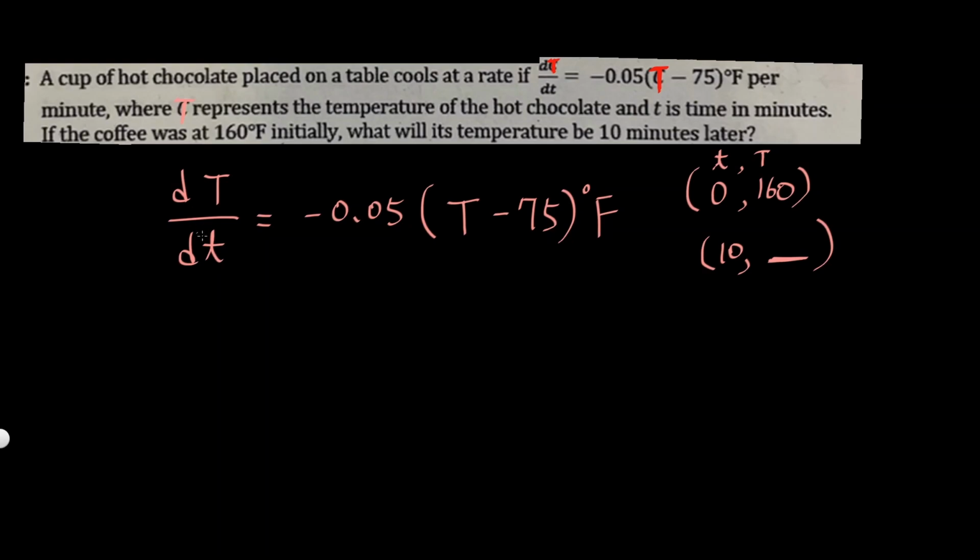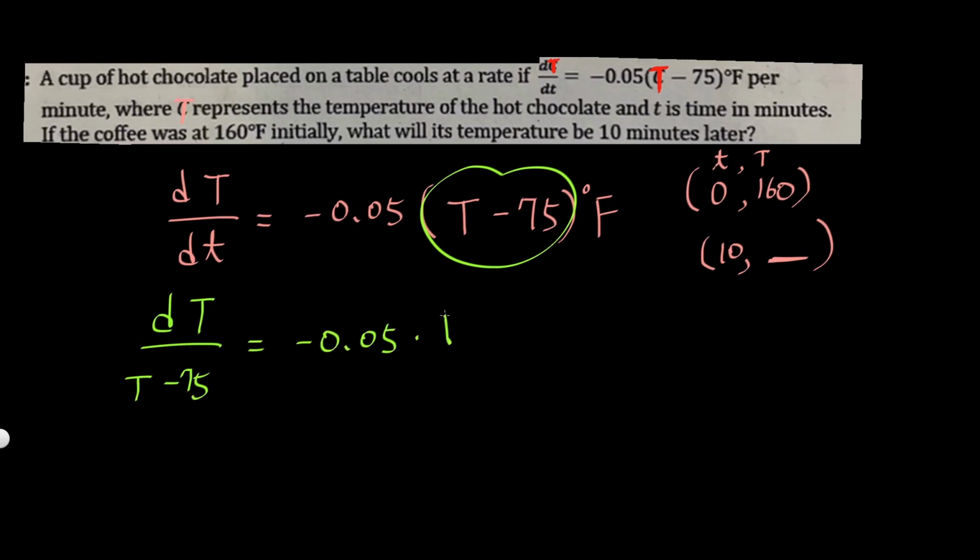Now we have capital T on the right side, so I'm going to divide this term over here. We're going to separate dT with dt. So if I divide that term, dT over T minus 75 should equal negative 0.05 times dt. That's just the unit, you don't have to worry about that. So far we have this.